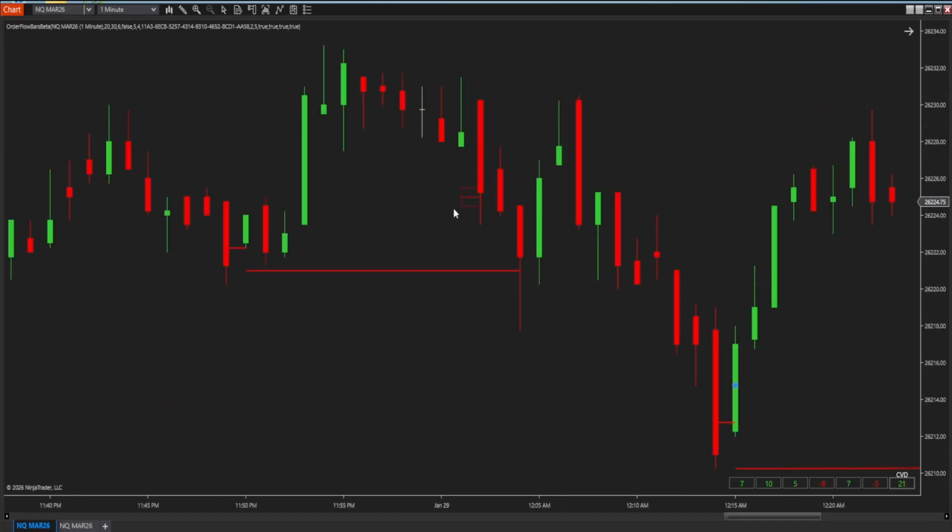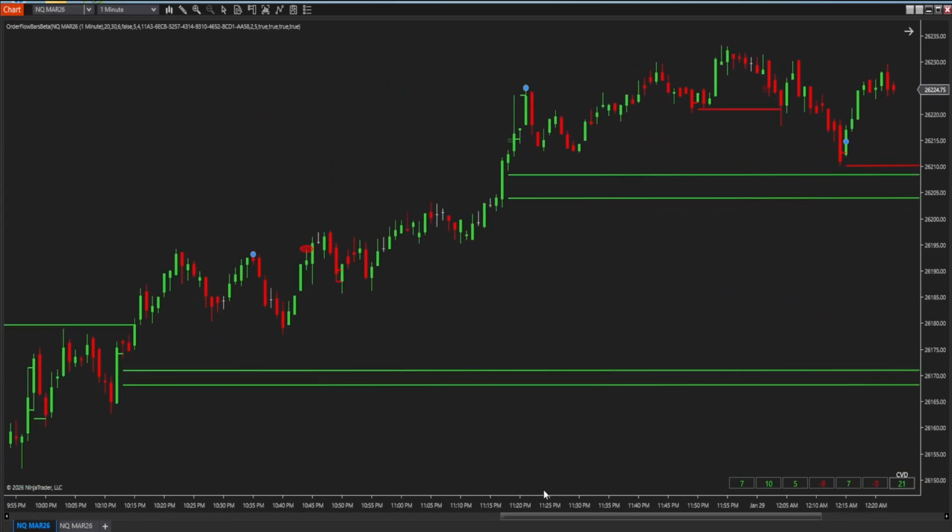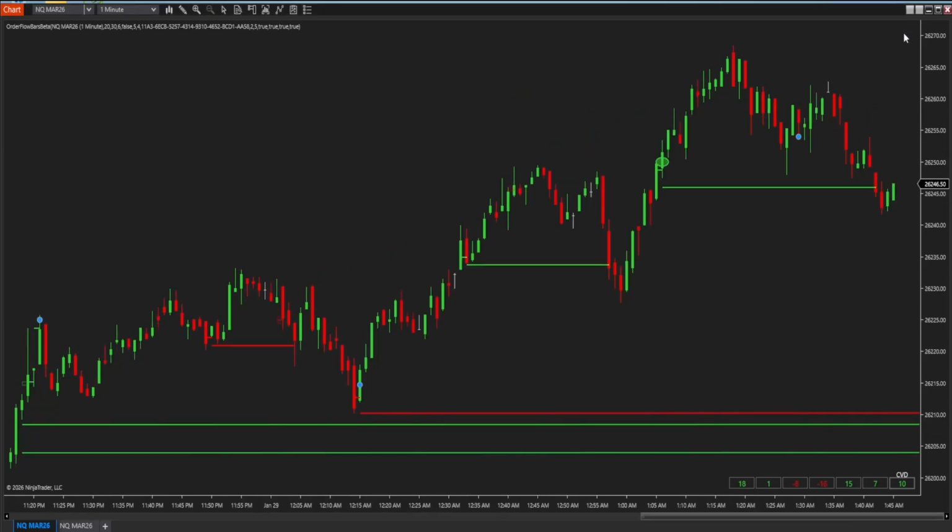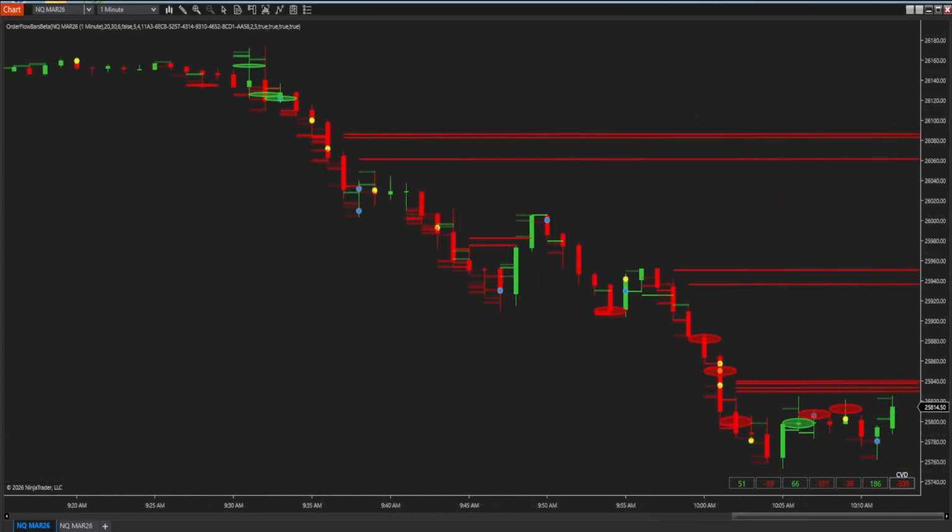Right here is aggressive sellers. That was 1, 2. It happened twice. So there were 2 ticks of moving the market down. Then there were another 2 ticks of moving the market down. That is telling me there are aggressive sellers. And we kind of trickled down a little bit. So what you're going to have to do is just play around and see the settings that you like to use. Okay, let's look at how all this kind of comes together.